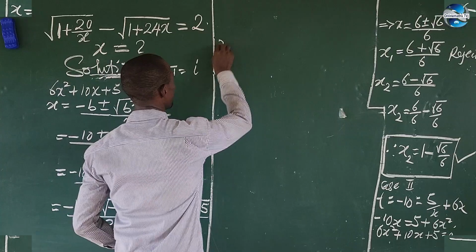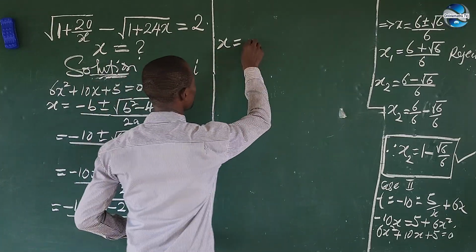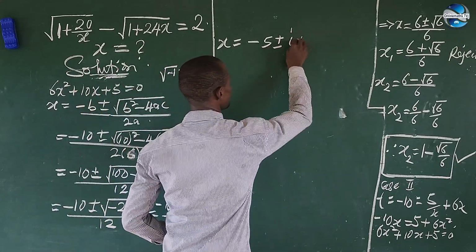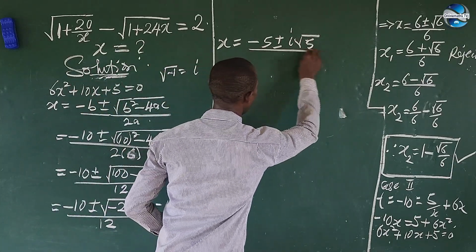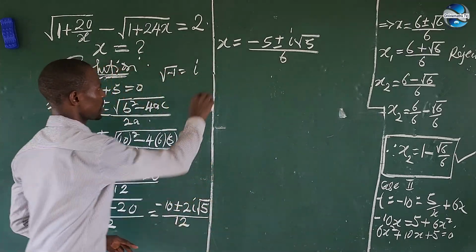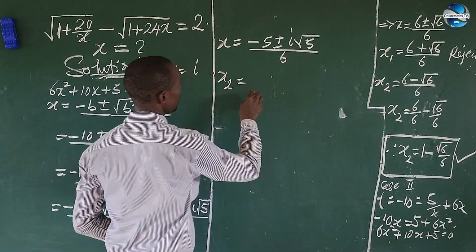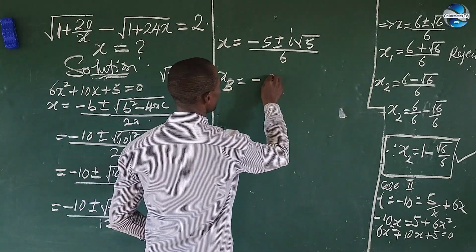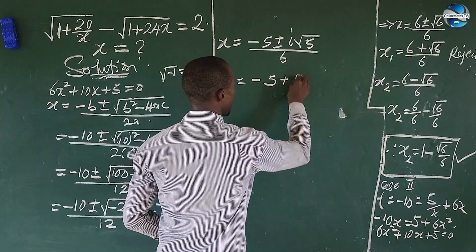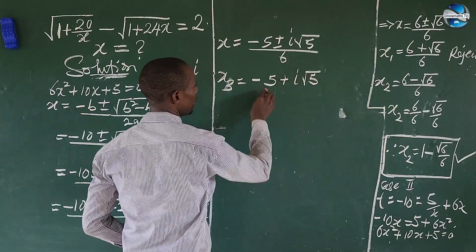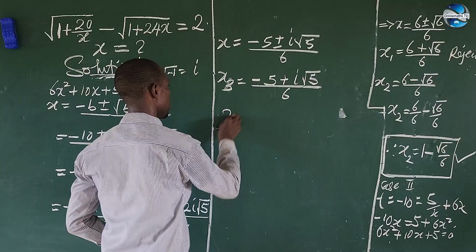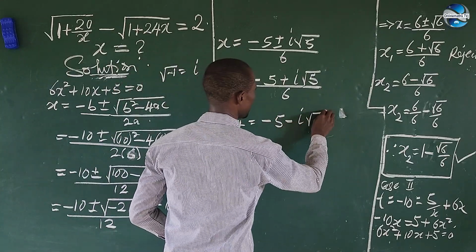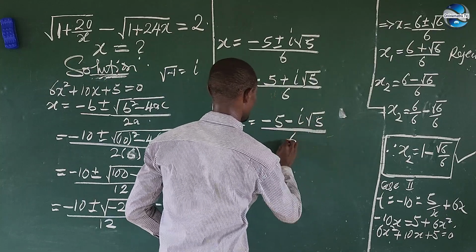We are almost there. We're going to have x equal to 2 into this, which will give us minus 5 plus or minus, the 2 cancels out, iota times the square root of 5, all over 6. So our x3 is equal to minus 5 plus iota root 5 all over 6, and x4 is equal to minus 5 minus iota root 5 all over 6.